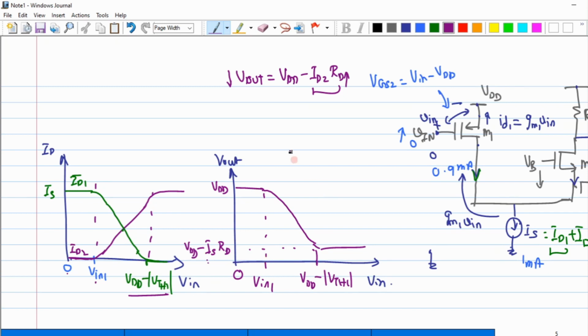Okay, so now let me split this entire region into 3 segments. Let me have the first region, second, and the third region. Now, when I'm in this region, let us talk about the operating regions of transistors M1 and M2. When I'm in this first segment, which region is my M1 in? Are you sure?